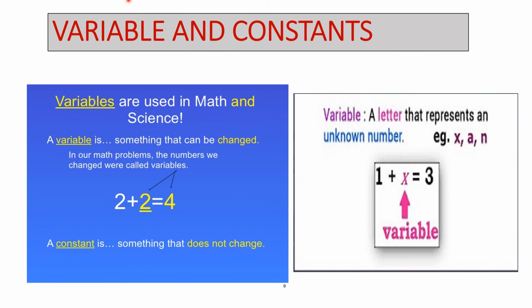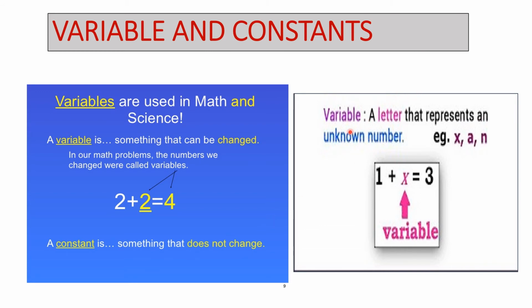Now to understand better, variable and constant. Variables are used in maths and science. A variable is something that can be changed. The values can be changed, right? Whereas a constant is something that does not change. It is having a constant value.